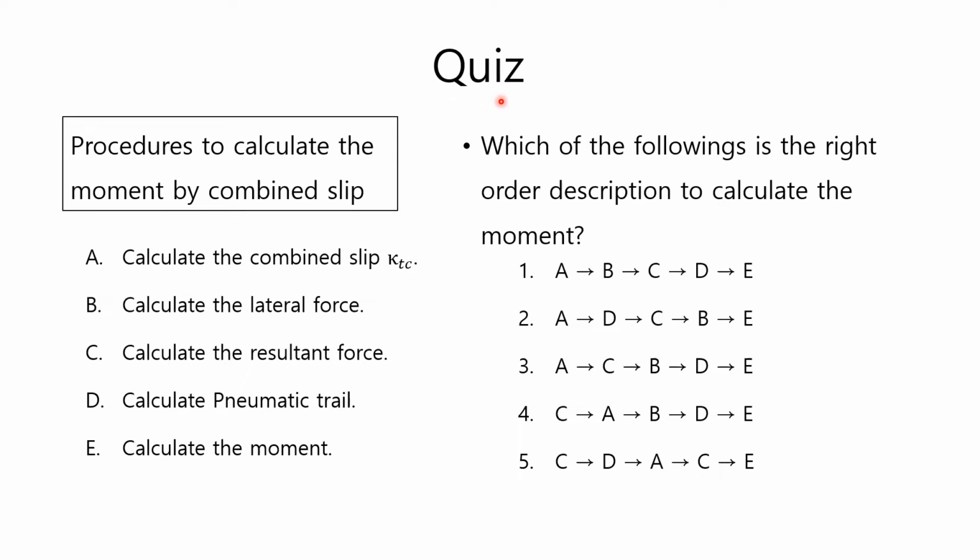Let's take a quiz. On the left, the procedures for calculating the moment due to combined slip are listed. Which is the correct sequence of procedures for obtaining the moments due to the combined slips? Choose one of the 5 options, numbered 1 through 5.